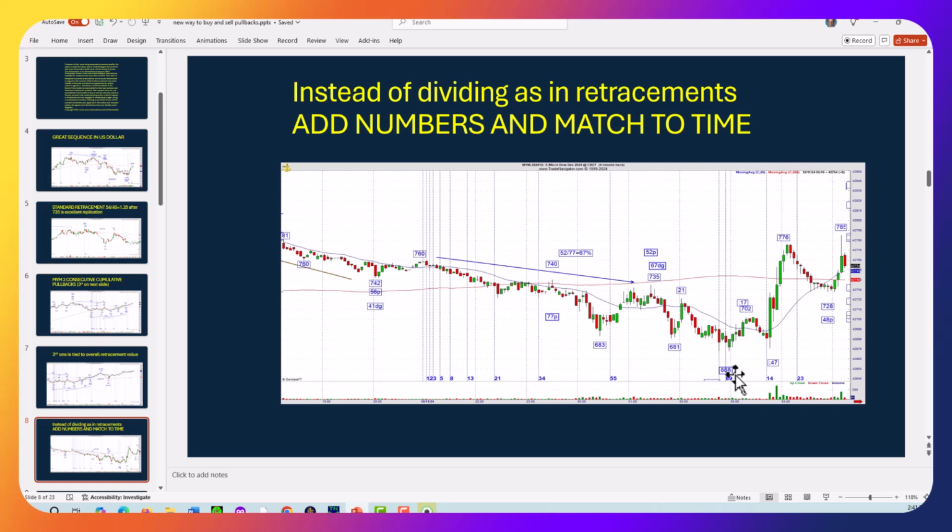That's not a coincidence either. So we're not saying retracements don't work. We're saying that in many instances, when there are no retracement values apparent to you on the chart, instead of letting it go, why don't you try adding the two numbers together and match it with time and see what happens? You might be surprised.